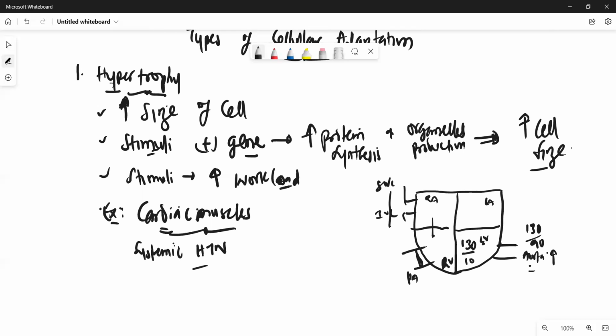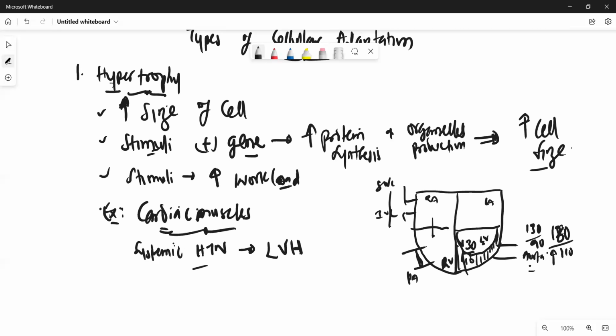So if somebody has systemic hypertension, because of the increased blood pressure, let's say this patient's blood pressure is now something like 180 over 110. As a result, that will increase the afterload, the left ventricular afterload. Because of the increased afterload, the ventricle has to contract against very high pressure. For the ventricle to deal with that, it has to increase the size of the muscle. So that will lead to gene activation, and that will cause left ventricular hypertrophy. So systemic hypertension leads to left ventricular hypertrophy.